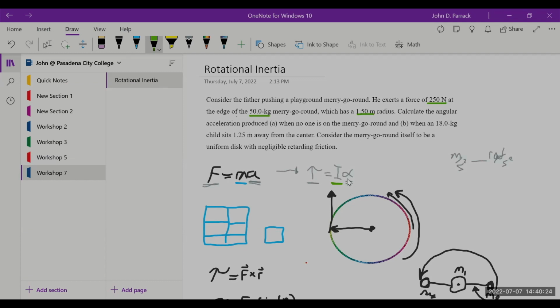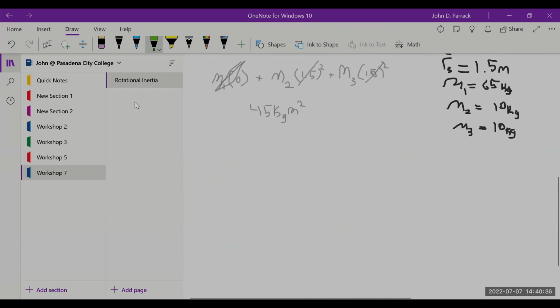So in this problem, it's asking us to find alpha, the angular acceleration. And in order to do this, if you're looking at your torque here, we have the information. Well, let me be explicit. Let me show it out. So here we've got F.